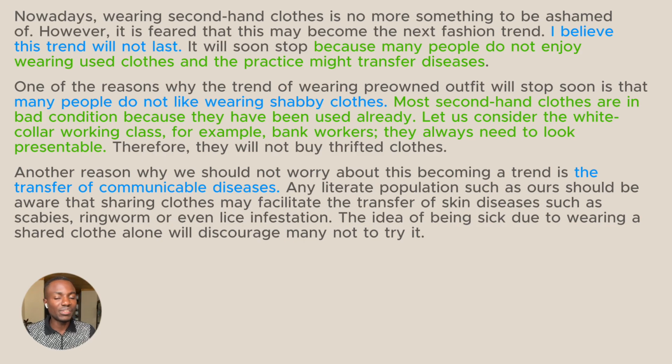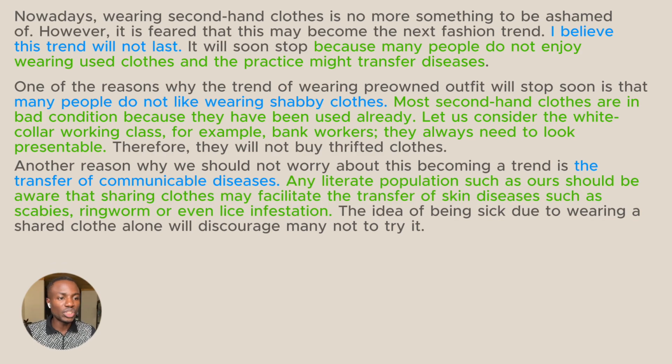The detail we are giving is this: any literate population, such as ours, should be aware that sharing clothes may facilitate the transfer of skin diseases such as scabies, ringworm, or even lice infestation. The idea of being sick due to wearing a shared cloth alone will discourage many from trying it.